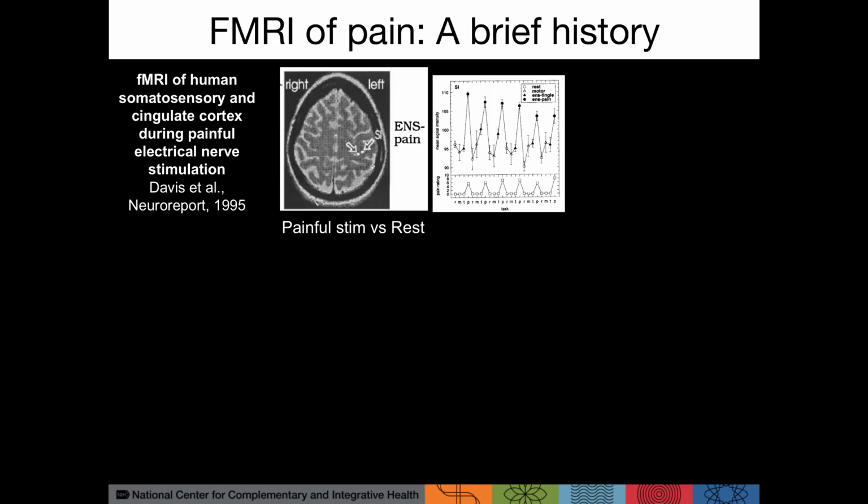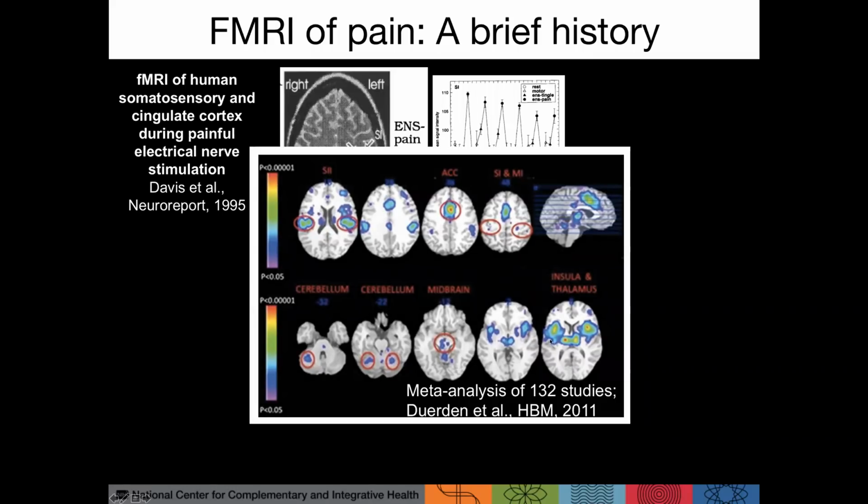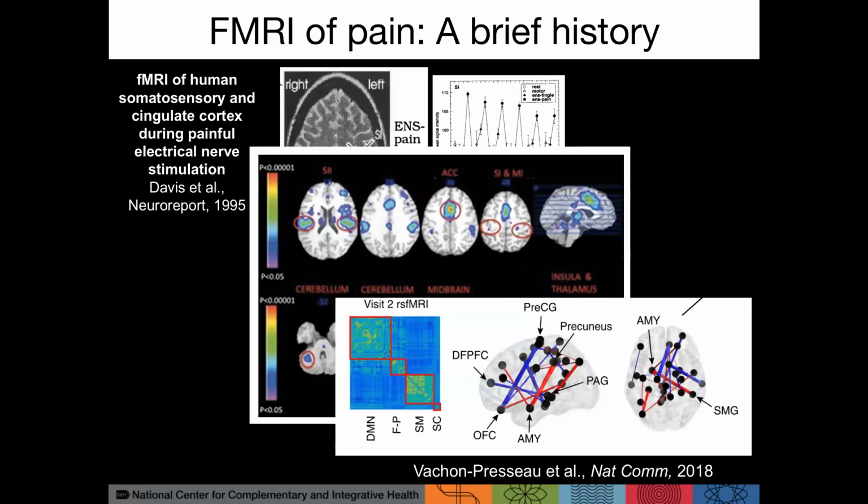Jaron Davis showed that electrical nerve stimulation elicits responses in somatosensory cortex that track pain and are specific to pain. So here's activity over time within this S1 region. And by 2011, there had been 132 different studies using PET or fMRI to measure brain responses to pain in patients and healthy volunteers. And today we have studies that look more like this, where we're looking at connections across regions. So this is a recent study from Etienne Vachon-Presseau looking at predictors of placebo analgesia.